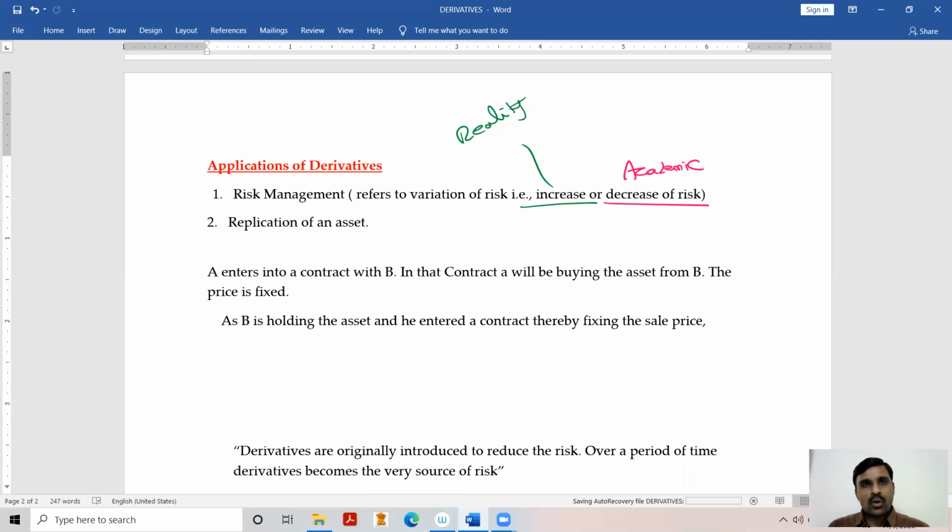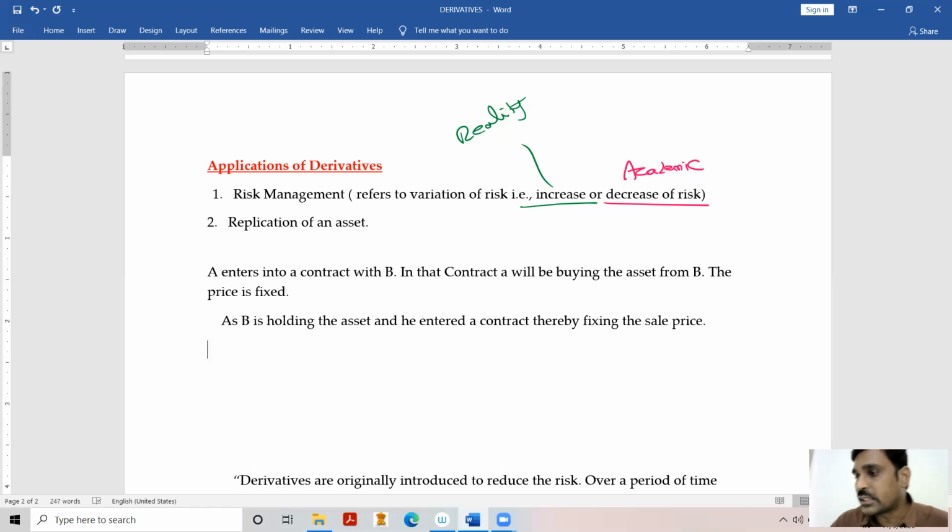As simple as that. I am holding some asset, say maybe a share, land, etc. I'll incur loss when my asset value declines in the market. But I don't need to worry about that because I have already entered into a contract. Today I have purchased a share at 100 rupees, and I have entered into a forward contract to sell at, say, 102 rupees. That means the price is fixed. I need not bother about that. I am not taking any risk, thereby fixing a sale price.